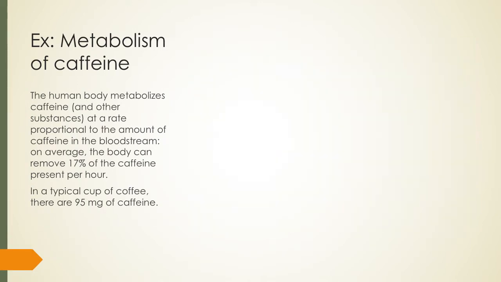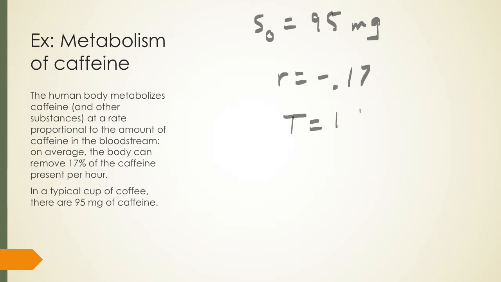Let's work to create an equation modeling this scenario. If we start measuring the caffeine in the body just after you've finished a cup of coffee, we get that S0 is equal to 95. The rate constant is R equals minus 0.17. Note that I'm using a negative here because caffeine is being removed. The time step is 1 hour. Then our equation becomes S is equal to 95 times (1 minus 0.17) to the n, where n is the number of hours since the coffee was drunk.